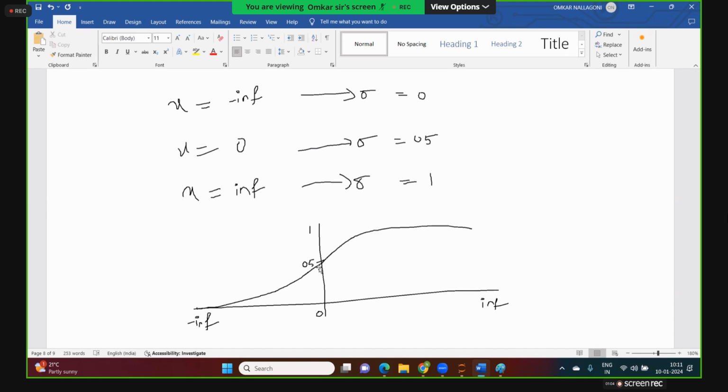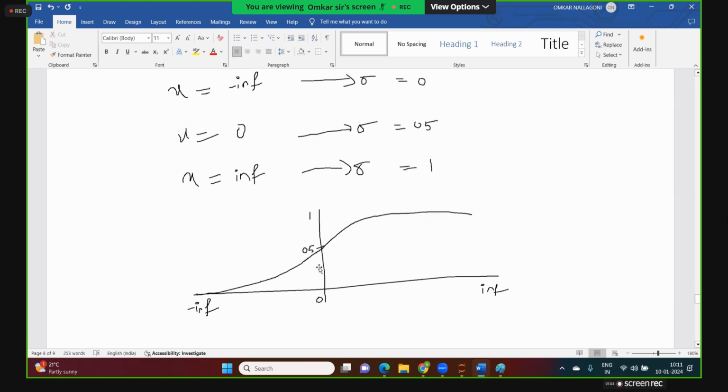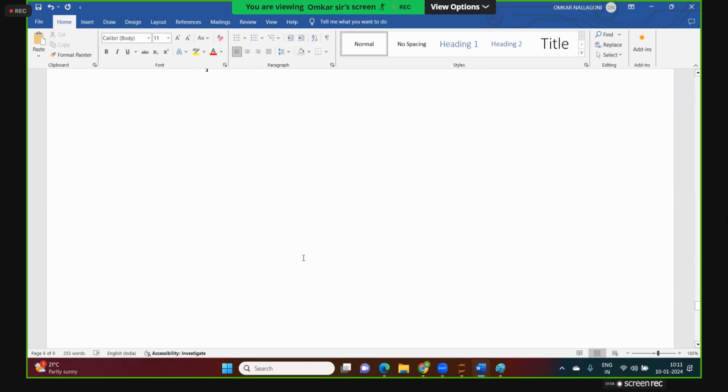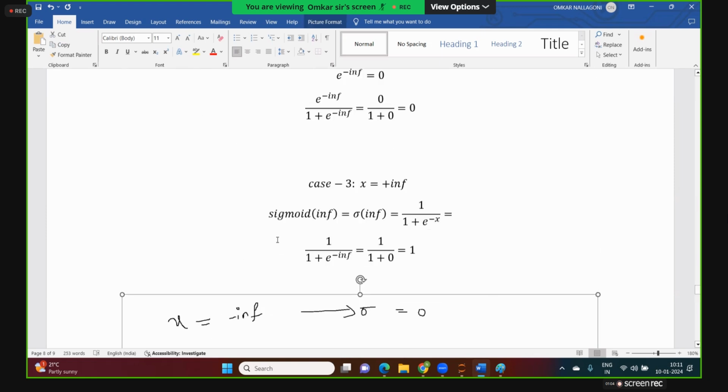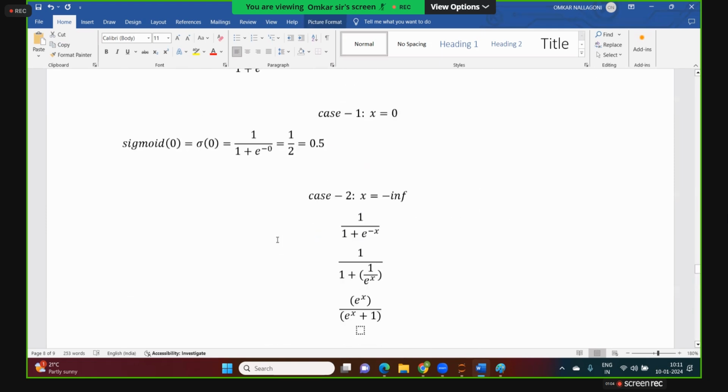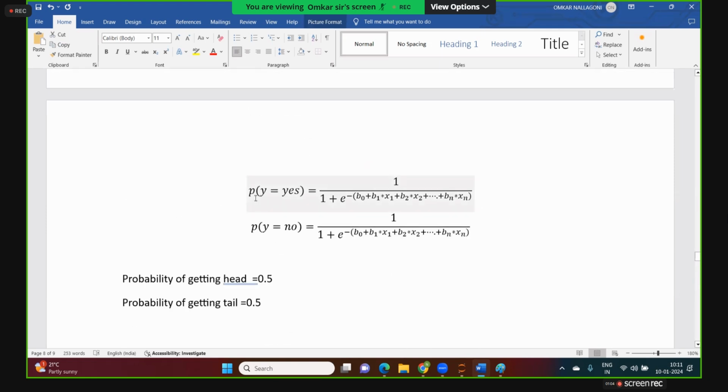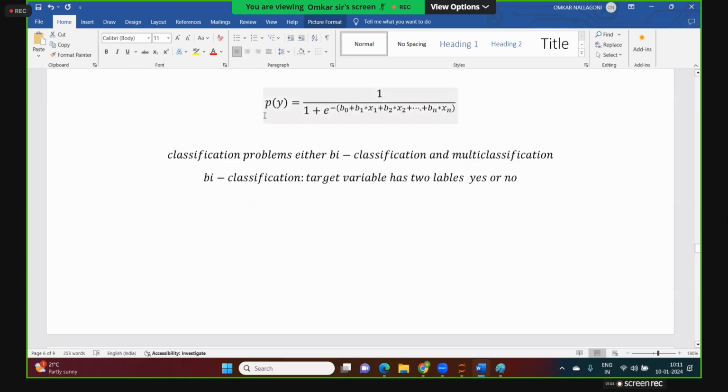So what is the formula of the sigmoid function? 1 by 1 plus e power minus x. The values range between 0 to 1, that's all. And what does your final equation look like? Tell me, what is your equation? This is the equation.